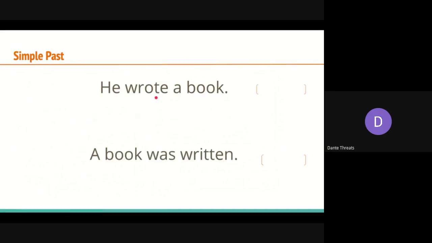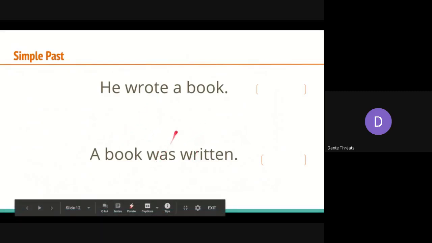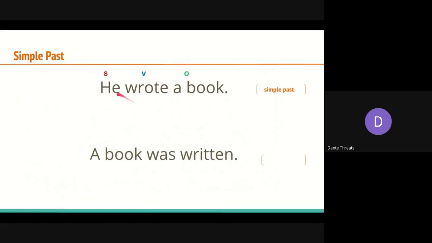Okay, with the simple past, it's pretty much the same thing, okay? So he wrote a book. Wrote is past tense, right? A book was written, right? Was is also past tense, right? Okay, here we have the subject, the verb, and the object. And then a book was written, which is the past passive voice.